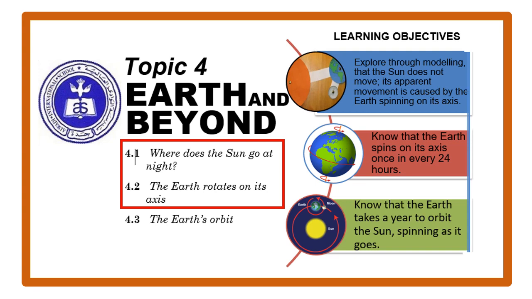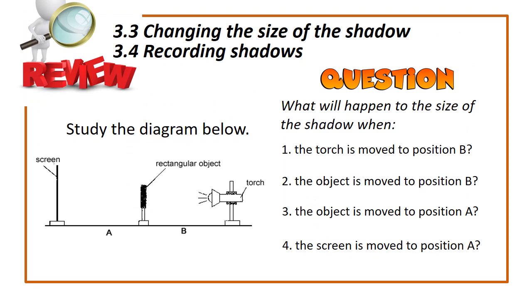Okay, start up your learning mode. Off we go. To start, let's have first a short review about the previous lesson. Study the diagram on the screen. We have the screen, rectangular object, and the torch. We have position A and position B. Now, try to answer the questions. You may pause the video for a while. You are expected to get all the answers correctly.